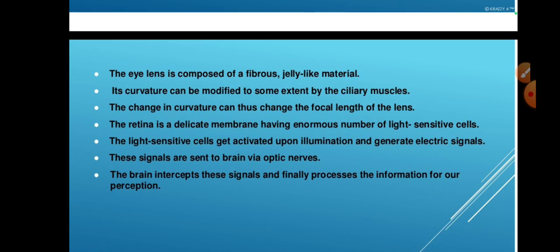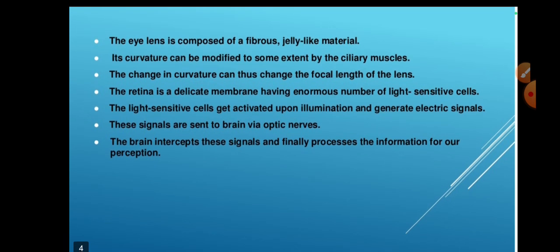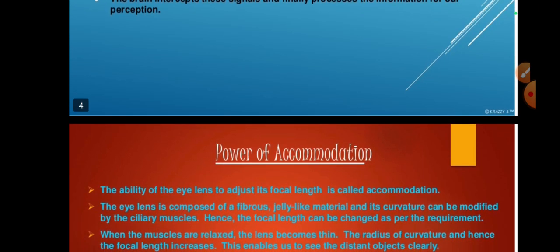The light-sensitive cells get activated upon illumination and generate electric signals. These signals are sent to the brain via optic nerves. The brain interprets these signals and finally processes the information for our perception.